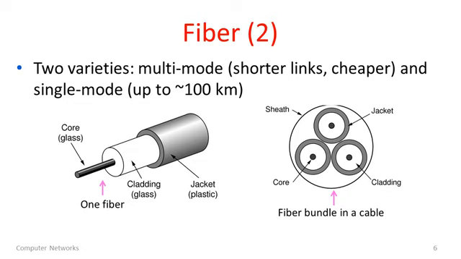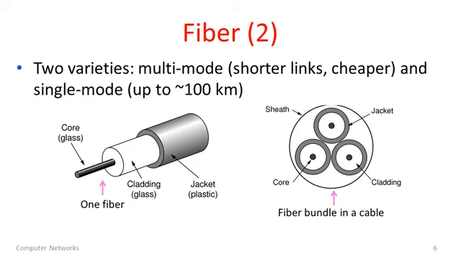Just like different kinds of wire, there are different kinds of fiber. The two most common varieties are called multi-mode and single mode. Multi-mode is the cheaper version, so it's good for shorter links, maybe links that are less fast. Single mode is the more pure, higher quality version. In a single mode fiber, light can only go straight down the middle because it's so thin. Single mode fibers can be used to carry signals up to 100 kilometers or so.